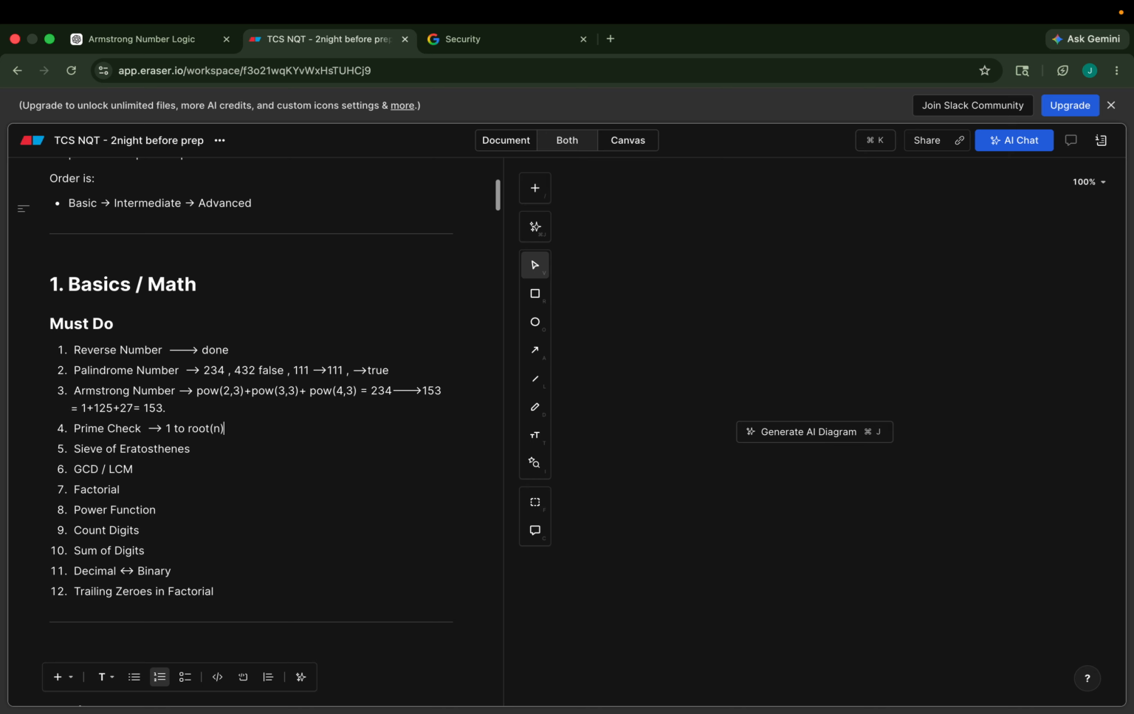4 into 4 is 16. 3 into 3 is 9. 9 and 16, in the middle of this will lie 13. So my dumb mind is quite confused now. Should I go till 3 or should I go till 4?